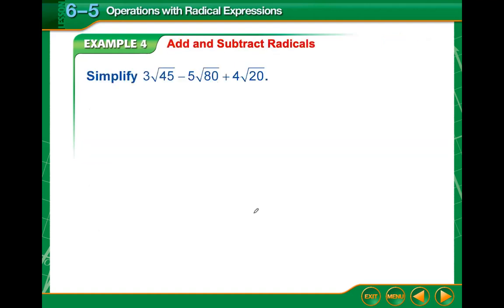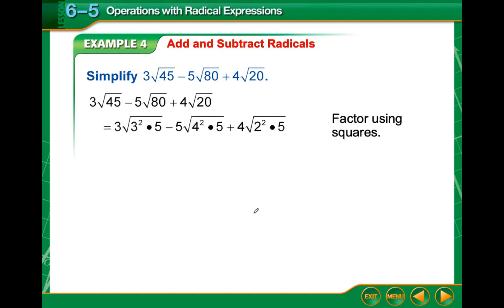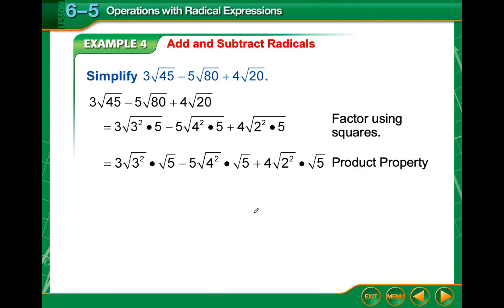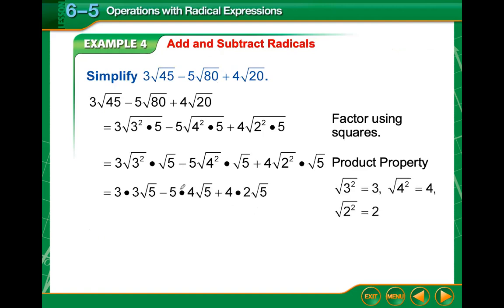All right, so we can add and subtract radicals for this to happen. Generally, we'll try to simplify the radical first, meaning we have the inside as prime as possible. So when we do this one, we get 3 times 3 square root of 5 minus 5 times 4 square root of 5 plus 4 times 2 square root of 5. So we notice that inside the radicals, there is a perfect square times 5, which is what they did here.